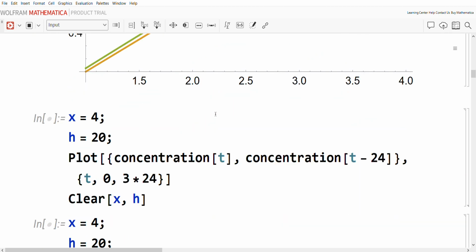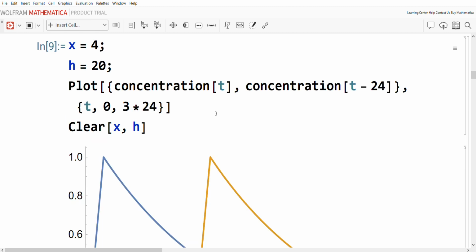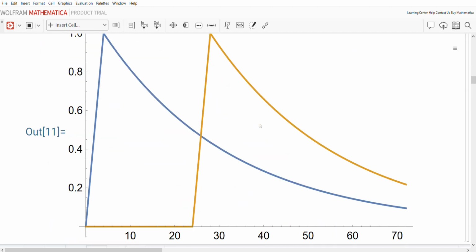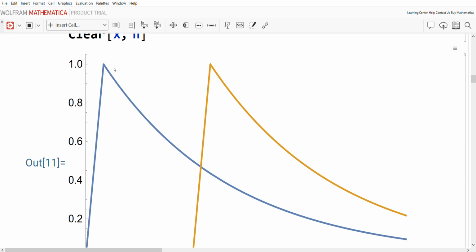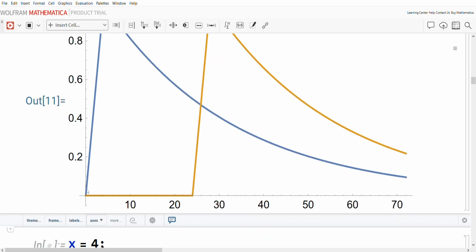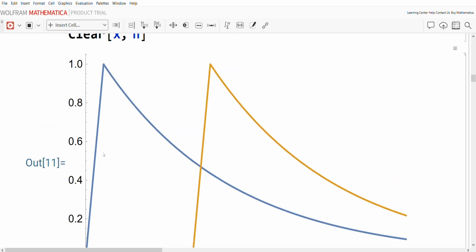And I'm just going to plot these two. So the blue one is you take the drug at time equals 0. The horizontal axis is time. This is 24 hours. These are hours, so it's up to 72 hours. And the unitless concentration peak after first dose is 1.0.